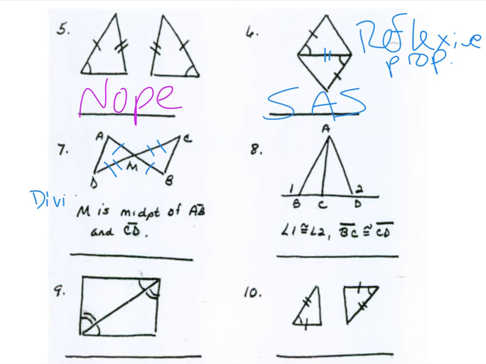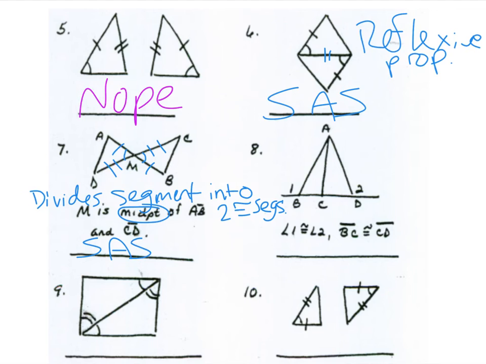Divides segment into 2 congruent segments. And I'm going to abbreviate that SEGS because I'm running out of space. All right, so a midpoint divides the segment into 2 congruent segments. So then I can get those 2 pairs of sides. But I need something else. I need a third thing. Ooh, my vertical angles. Boom. Vertical angles are congruent. I've got side, angle, side happening here.